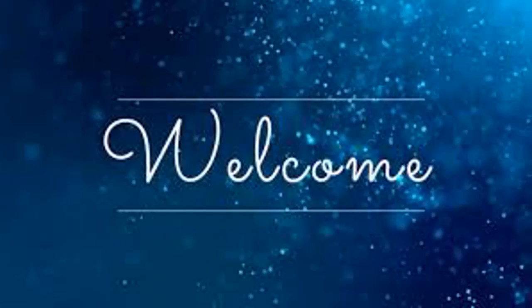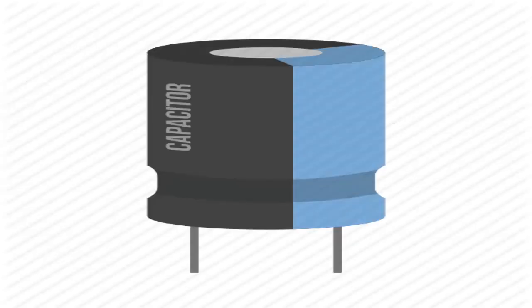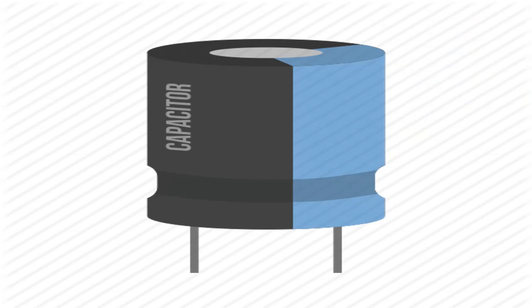This is Rikta, and I hope you remember that in the previous tutorial we learned about the battery, and today's topic is capacitor. Now, what is a capacitor? A capacitor is an electrical element which has the capacity to store electrical energy.